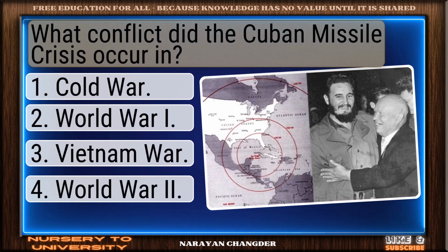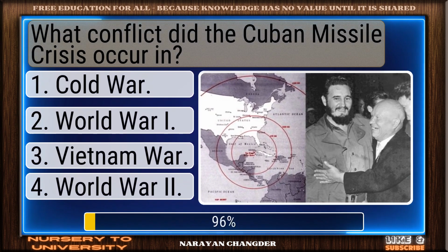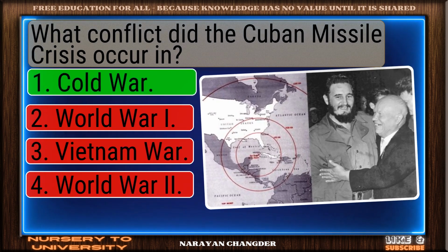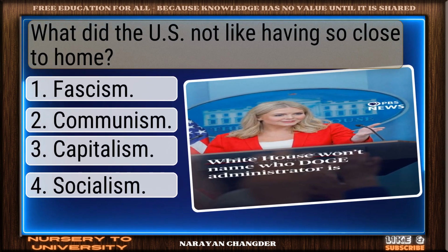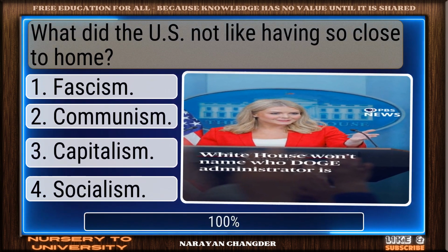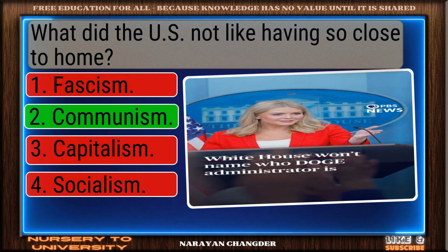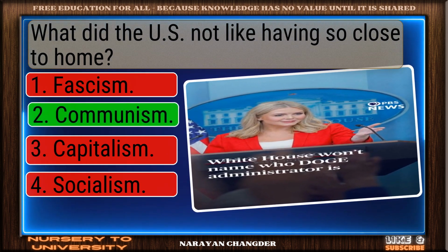What conflict did the Cuban Missile Crisis occur in? Perfect. Cold War is the correct choice. What did the US not like having so close to home? Correct response. Communism is the most accurate answer.